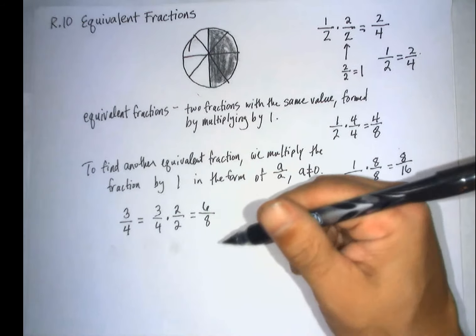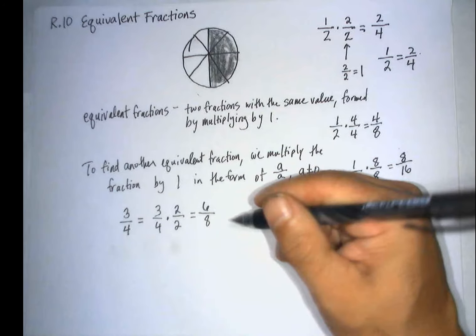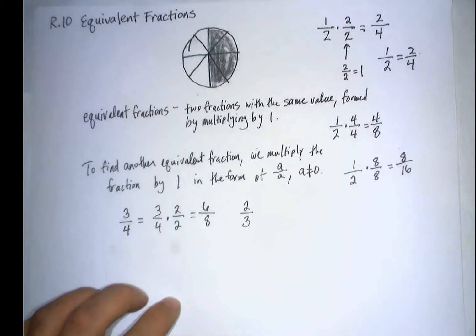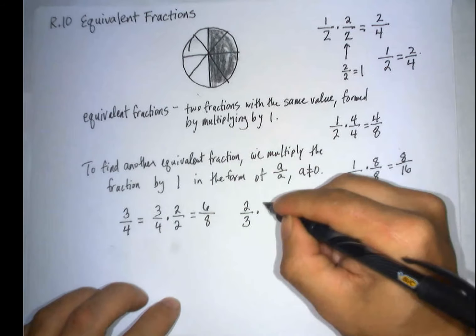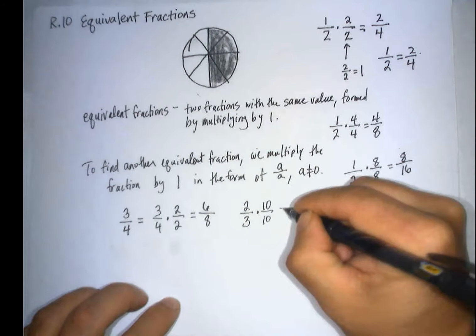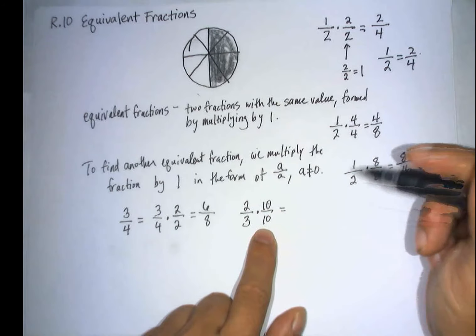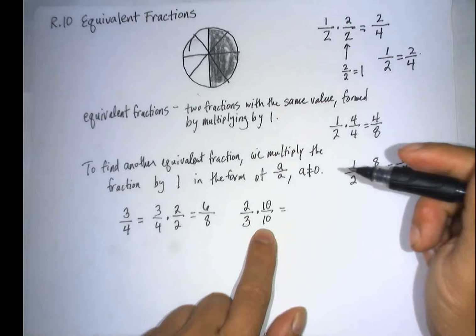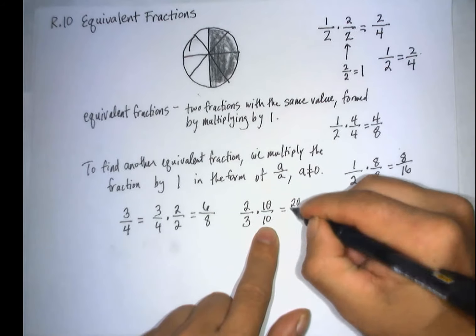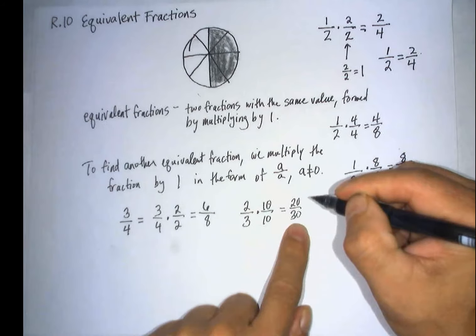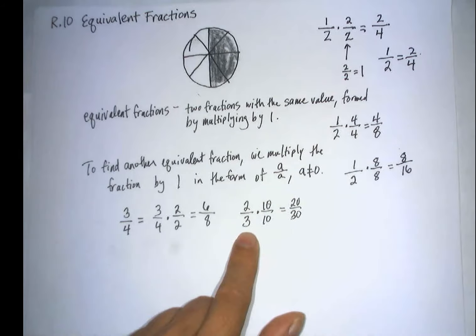What's another way we could do it? How about 2/3? We can multiply by any value of 1 as long as the numerator and the denominator are the same. And they're non-zero because we can't divide by 0. This would be 20 over 30, and 20 over 30 is equal to 2/3.